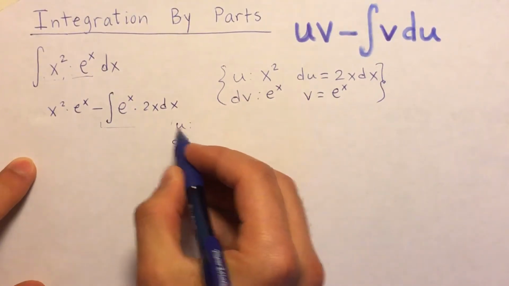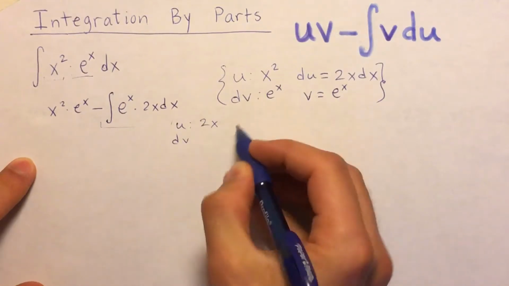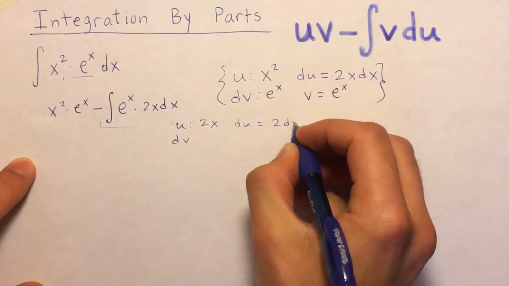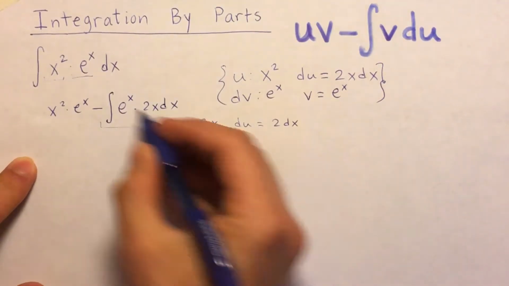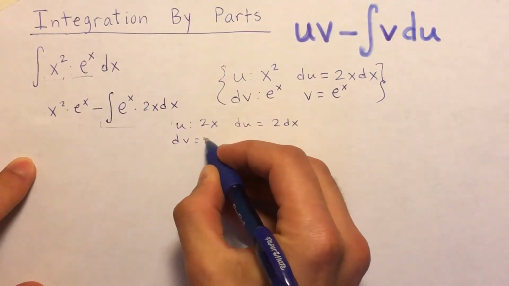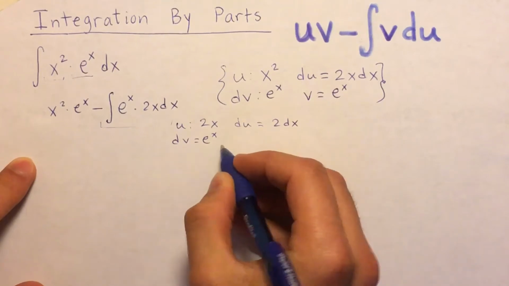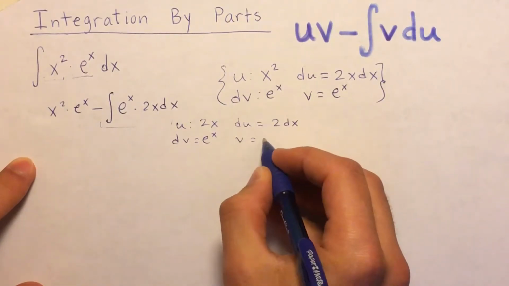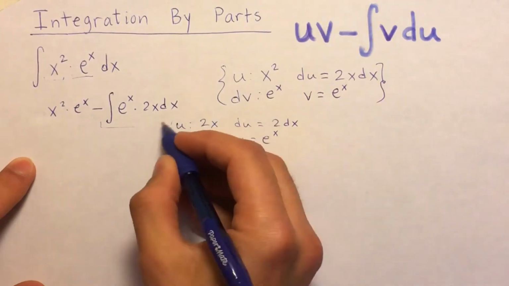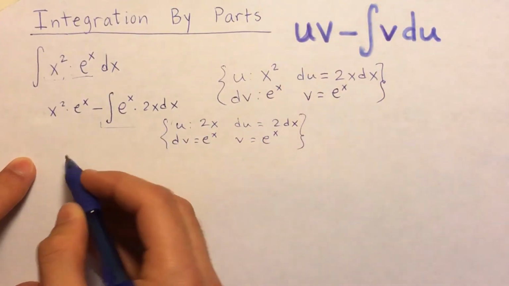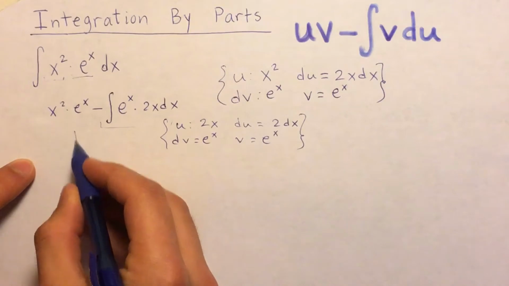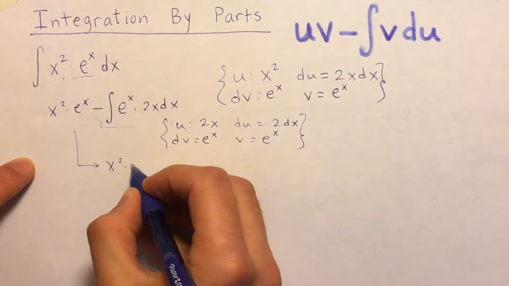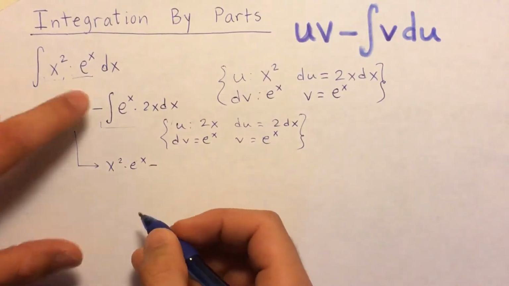So I'm going to pick u as 2x. du would be equal to 2 dx. And then dv has to be the e to the x. And then what's v? V would be the integral of dv. So then v would be the integral of e to the x, which is e to the x. Okay? So now we'll just bring down that, x squared e to the x minus the integral.